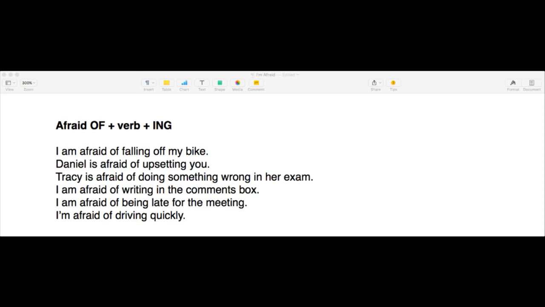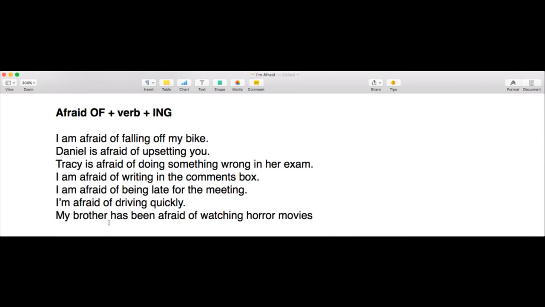My brother has been afraid of watching horror movies. Now, let's have a look at this one quickly. Because you've used has been, which means in the past or during a certain time he was afraid, or maybe he still is, but it feels like you need to complete the sentence with more information because you've chosen this tense.